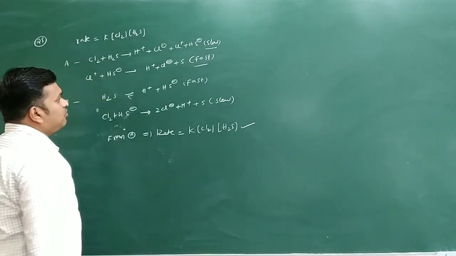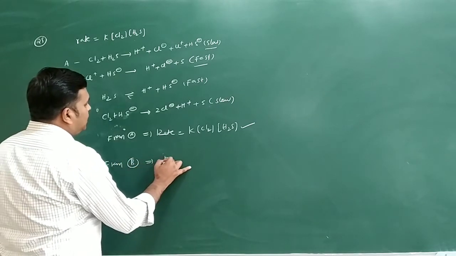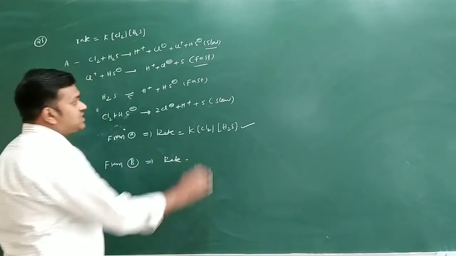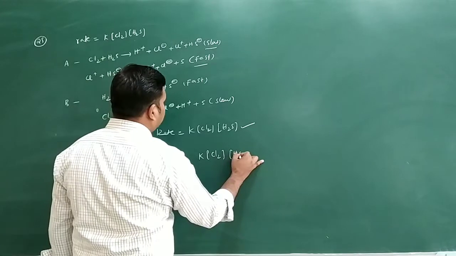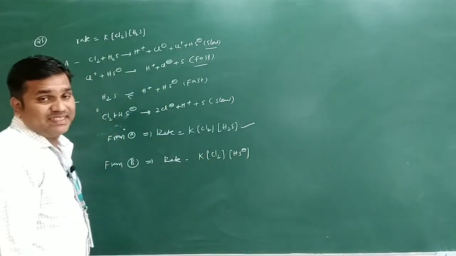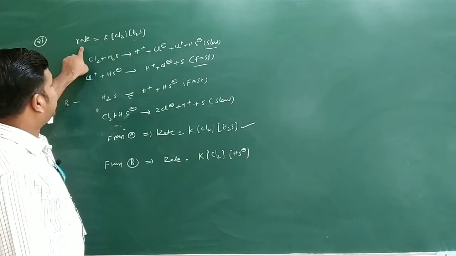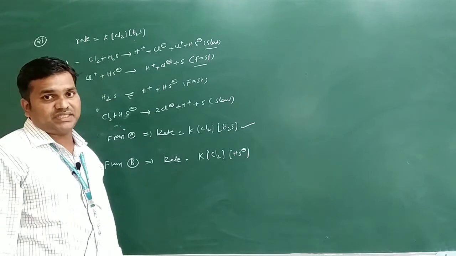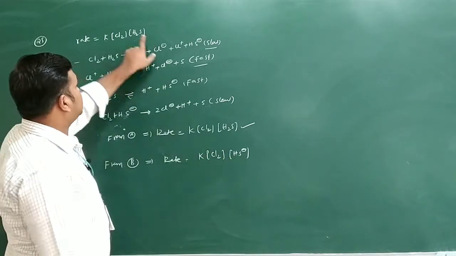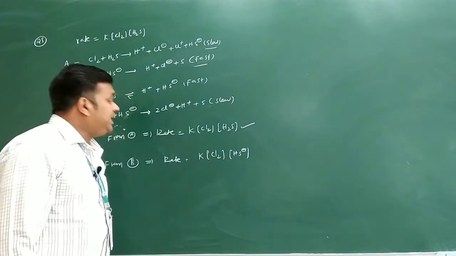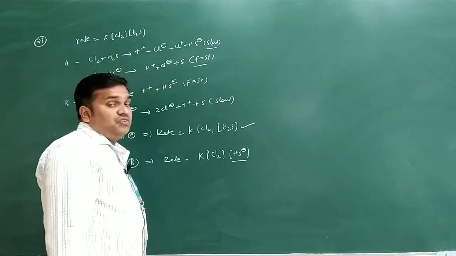Now from B, I want to write the rate equation. Rate is equal to, which is the slow step here? This is the fast step and this is the slow step. From this we write rate is equal to K into concentration of Cl2 into concentration of HS-. We got this expression from B. But what is required for us? The required equation is rate is equal to K into Cl2 into concentration of H2S. So in place of HS-, I want to get H2S.